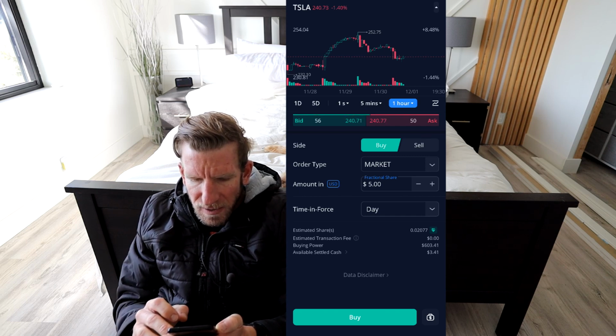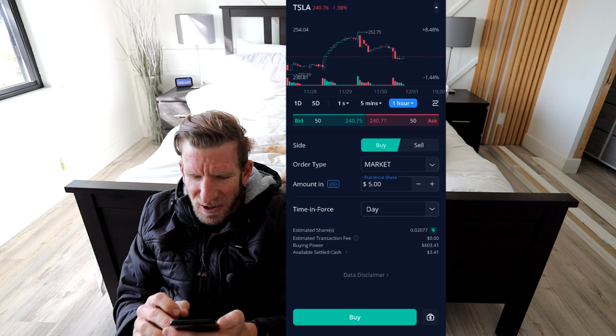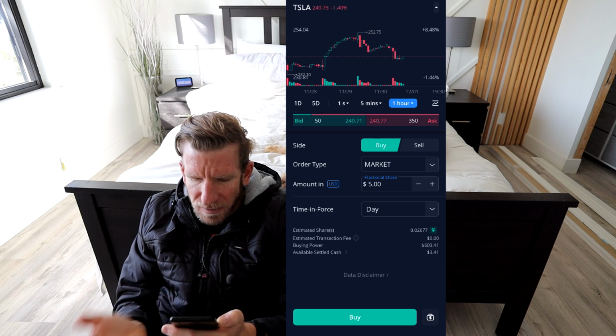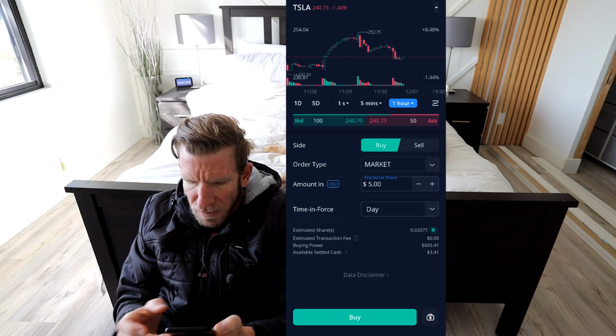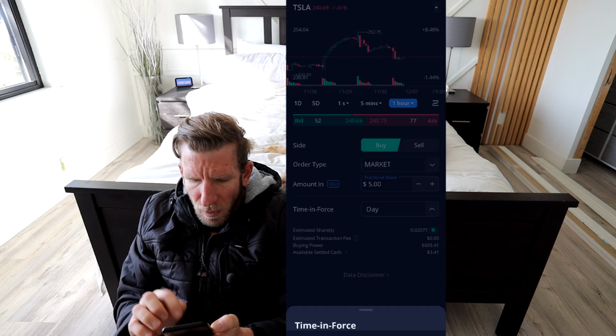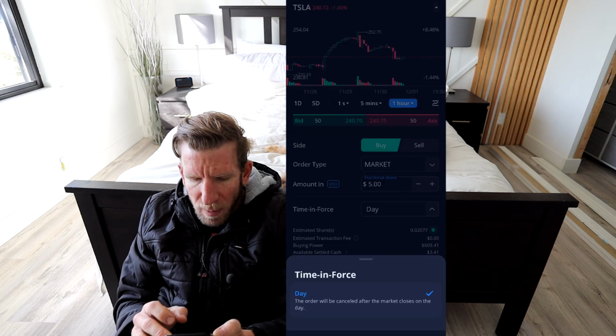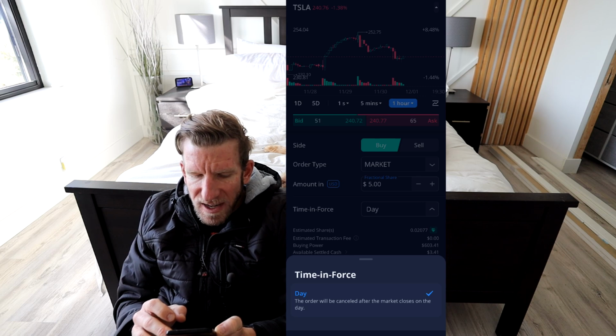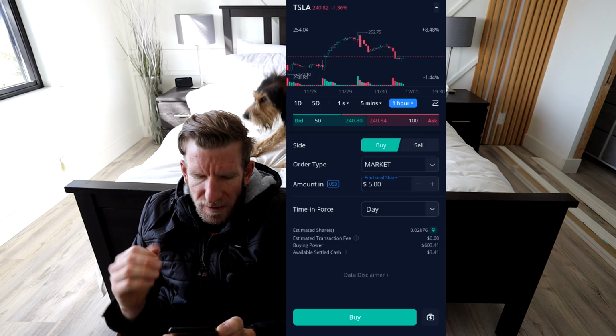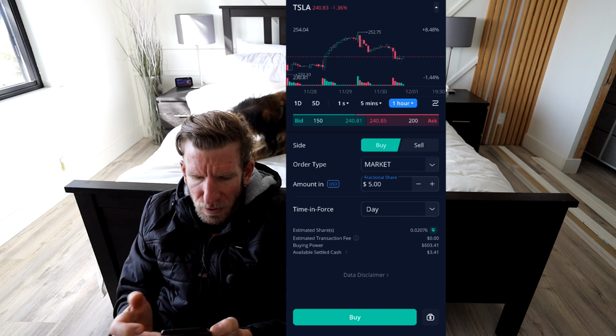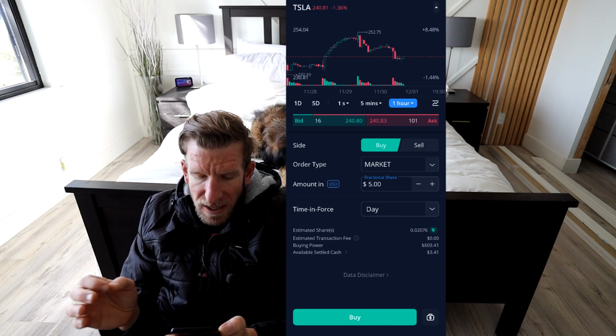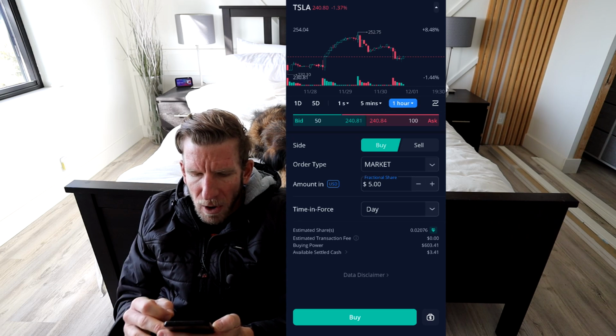So right there below, it says estimated shares 0.02077, which is barely anything. But to get your feet wet, why not? Time in force, you click on that. Time in force, day, the order will be canceled after the market closes on the day. So if it doesn't go through, it will be canceled at market close. So it needs to go through before the market does close.